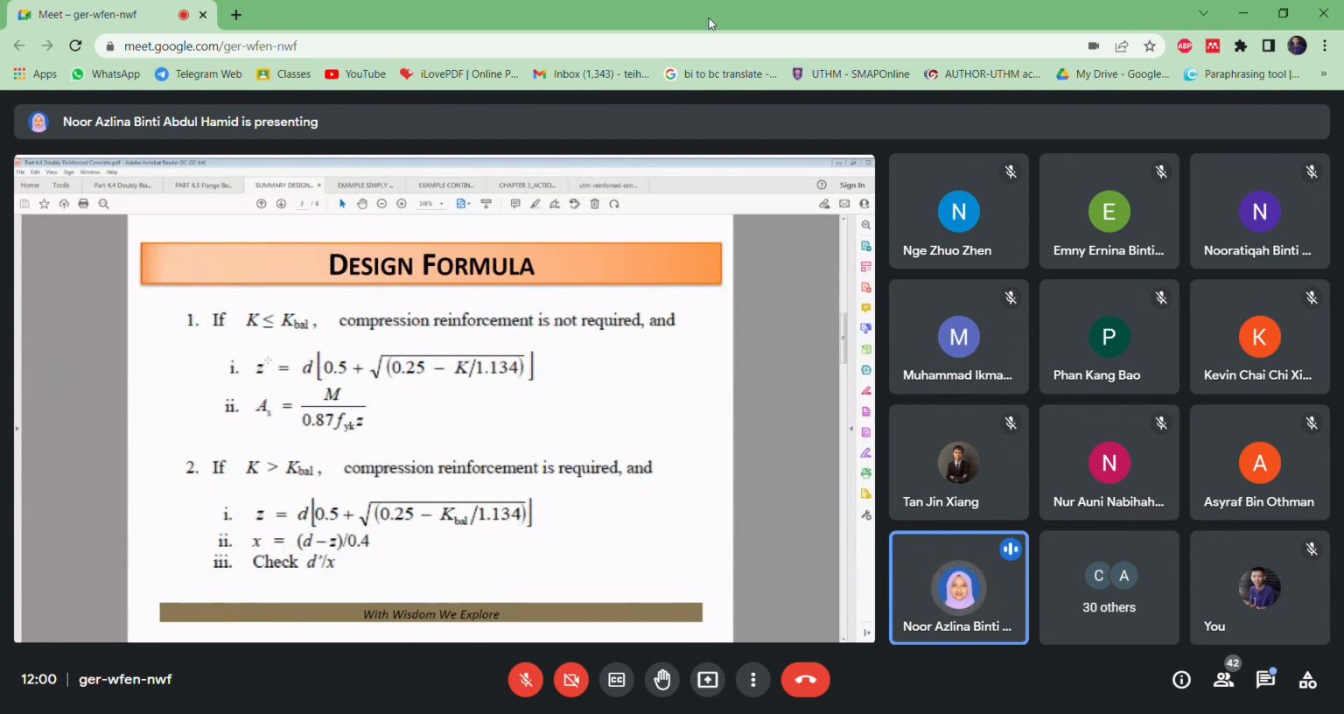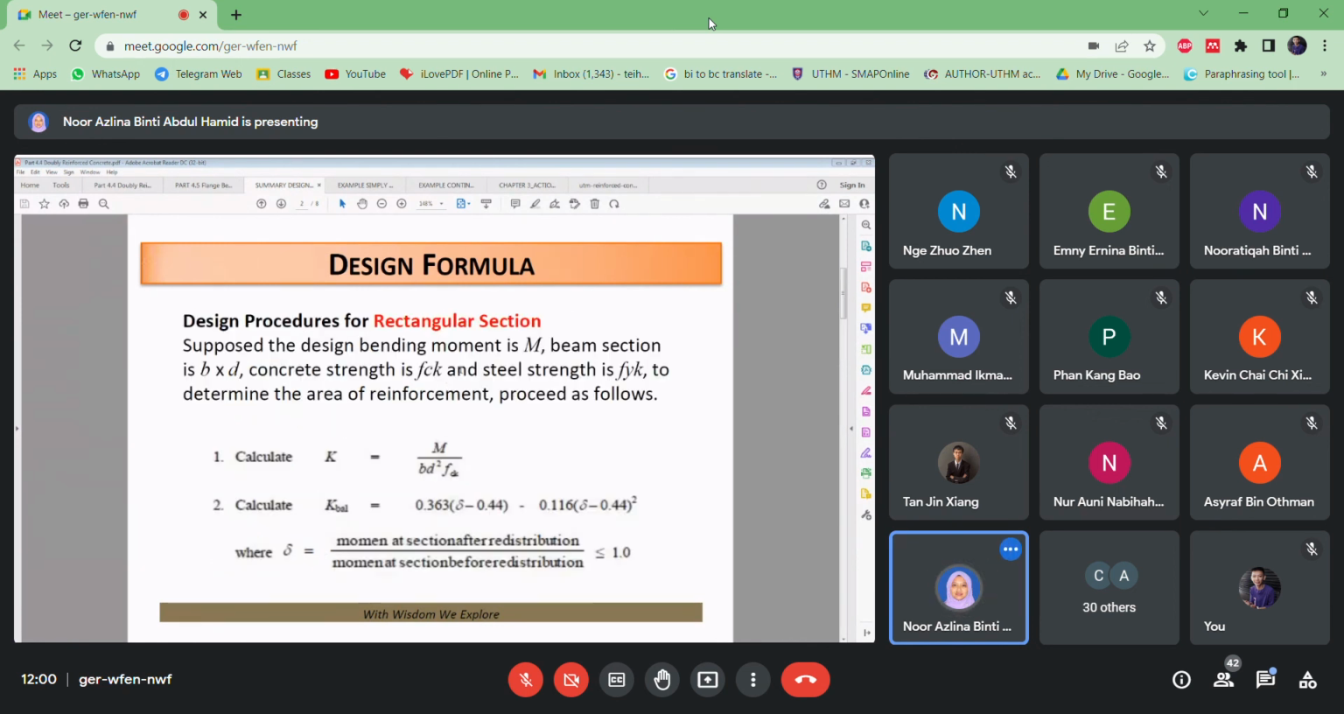Saya suka guna K ni kan, sebab saya rasa macam lagi senang. Terus calculate for the z here. This is equation for the z, which in the equation have a K here. So K is from K is equal to M divided by b d squared fck here. Okay.